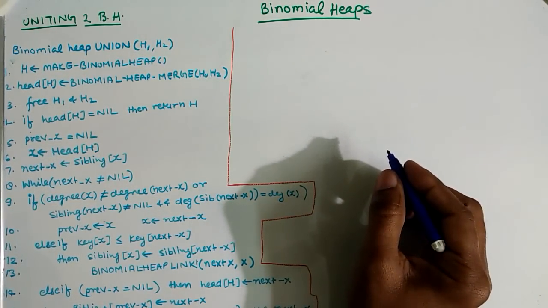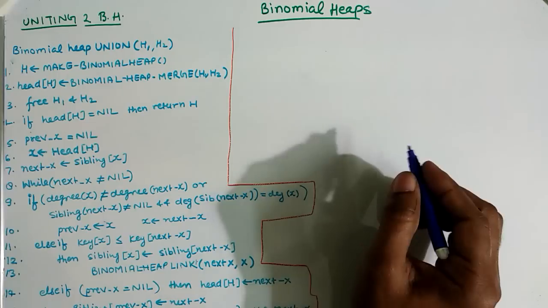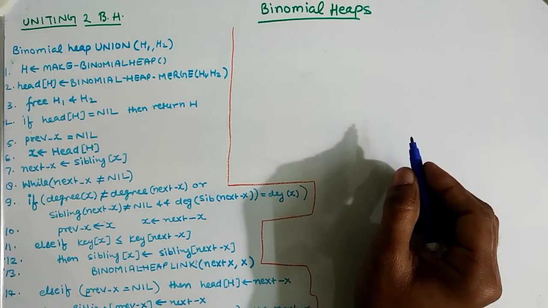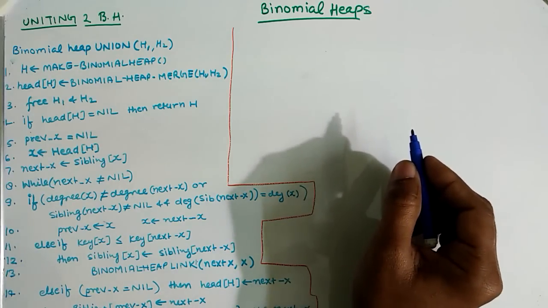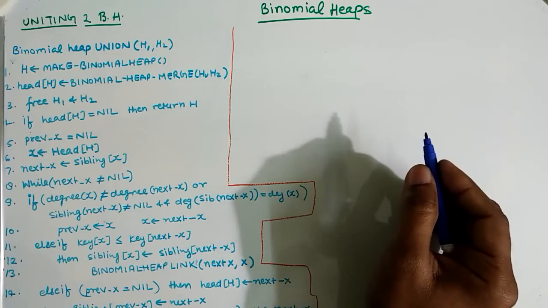So let's understand the union operation of binomial heap. The union operation is the most important operation which is done by the binomial heaps, because this operation can be used as a subroutine by most of the other remaining operations of this binomial heap.